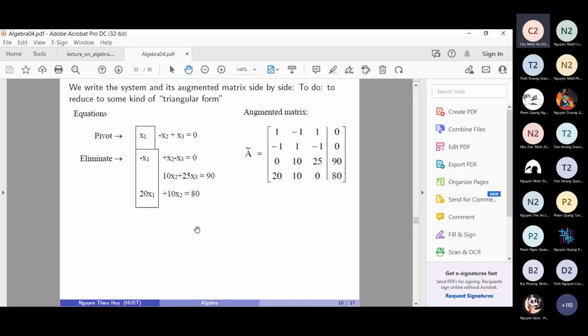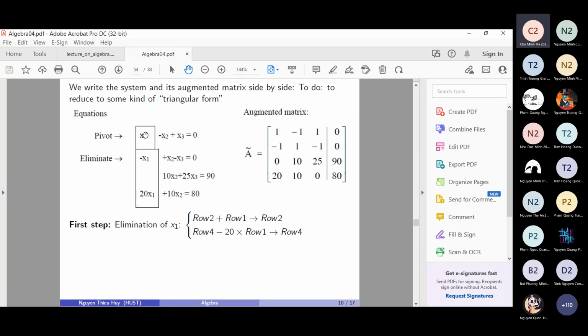So let's eliminate. We want to reduce to some simpler system. If we can reduce the augmented matrix so that we preserve the set of solutions, then we can reduce the augmented matrix to a simpler form, and it's equivalent to the original system. Then we can solve the simple system to obtain the solution, because the set of solutions is not changed. So let's see how to do this.